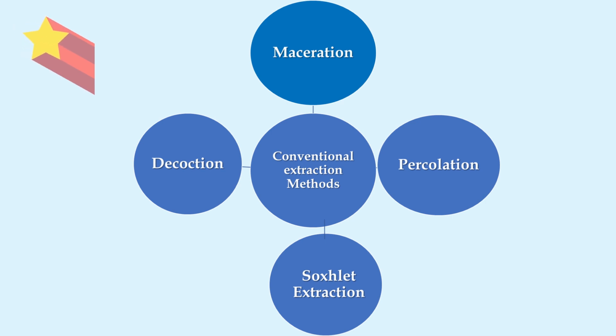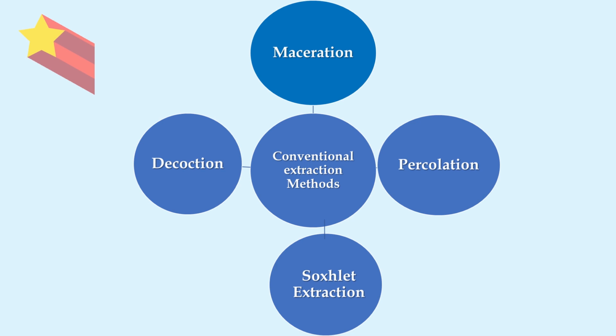Then the mixture is strained, and the solid material known as marc is pressed, and the combined liquid is clarified by filtration. This is a very simple extraction method, and the only disadvantages in this method are long extraction time and low extraction efficiency, and it could be used for the extraction of thermolabile components.